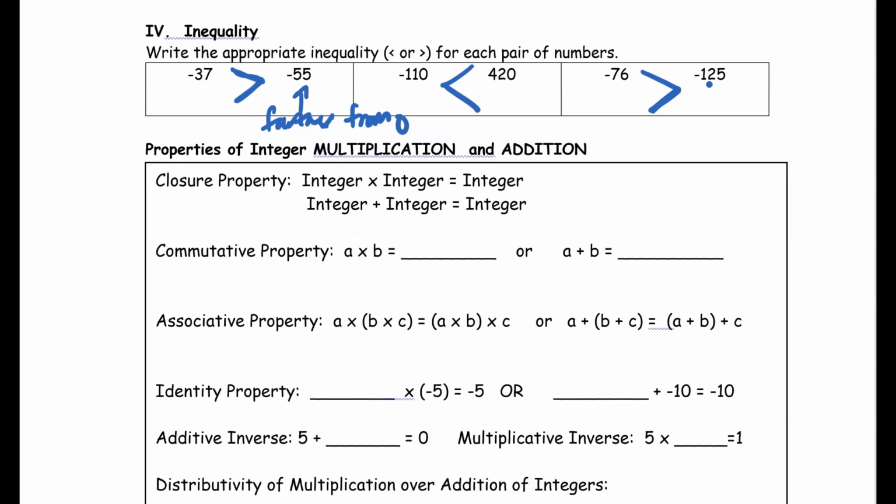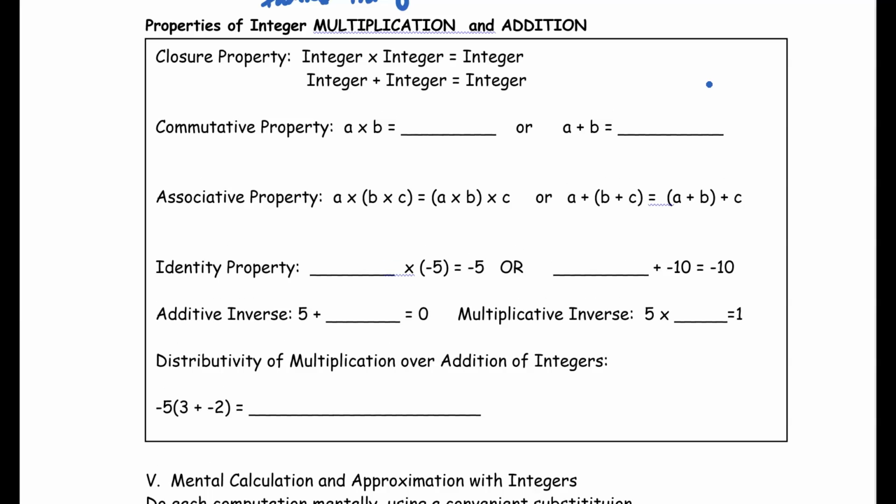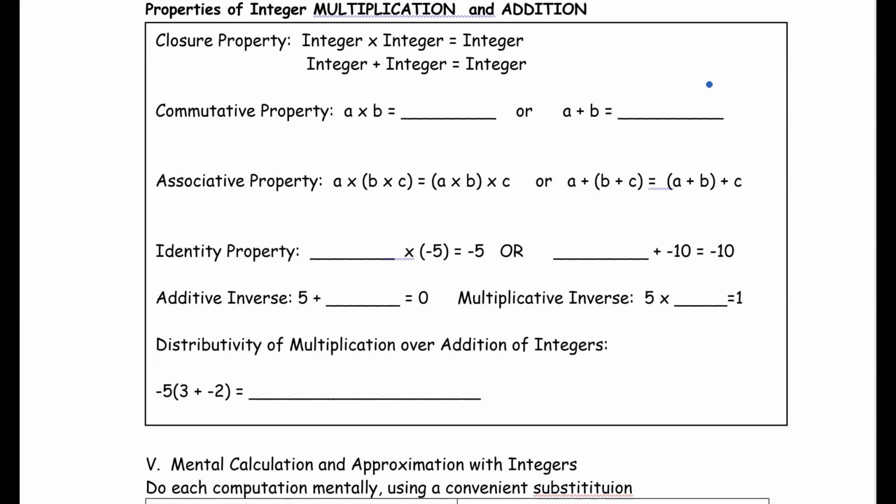All right, so let's check out these properties. These are very similar to the properties that we talked about for whole numbers. We're going to go back and talk about them in terms of integers. So integers we say are closed under addition and multiplication. So you can multiply two integers and always get an integer.